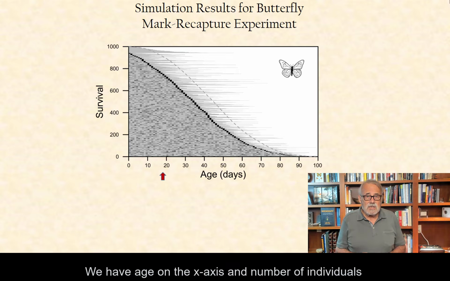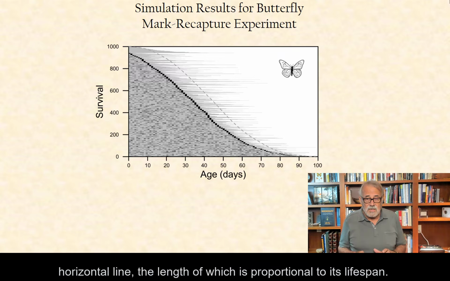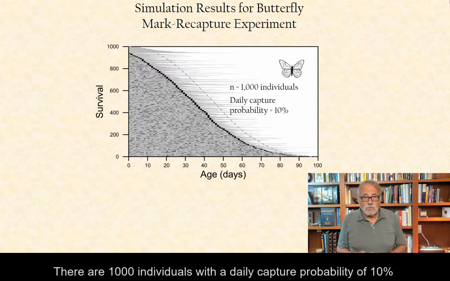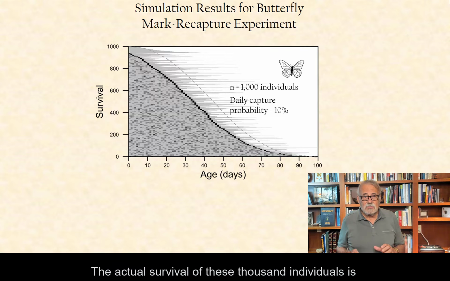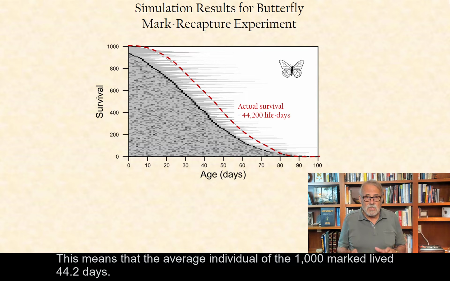We have age on the x-axis and number of individuals on the y-axis, with each individual depicted by a horizontal line, the length of which is proportional to its lifespan, and these are ordered from shortest to longest, top to bottom. Ages at capture are indicated with the black tick marks. There are 1,000 individuals with a daily capture probability of 10%. The actual survival of these 1,000 individuals is shown with this red dotted line, with a total of 44,200 life days lived. This means that the average individual of the 1,000 marked individuals lived 44.2 days.